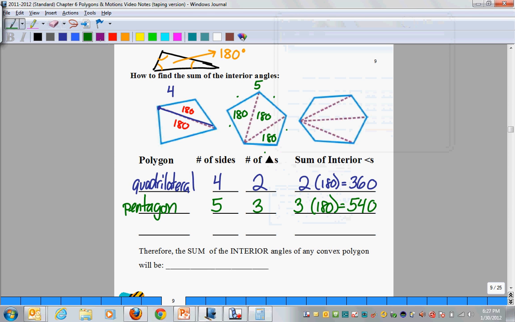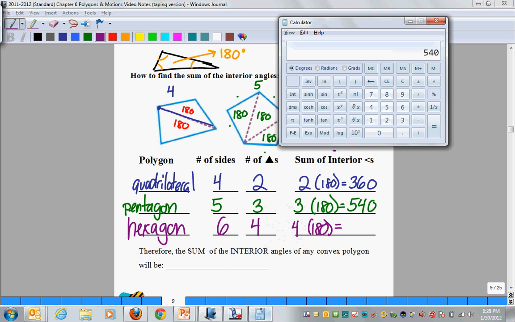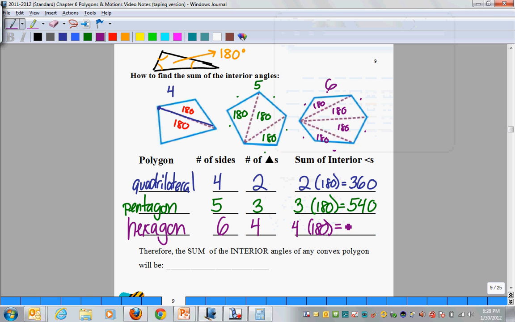Let's check out this last one. We have 1, 2, 3, 4, 5, 6. So that's a hexagon. We have 6 sides. Let's count the triangles. 1, 2, 3, 4. So a hexagon consists of 4 triangles. So if I want the sum of the angles of a hexagon, I do 4 times 180. And of course that gets 720.